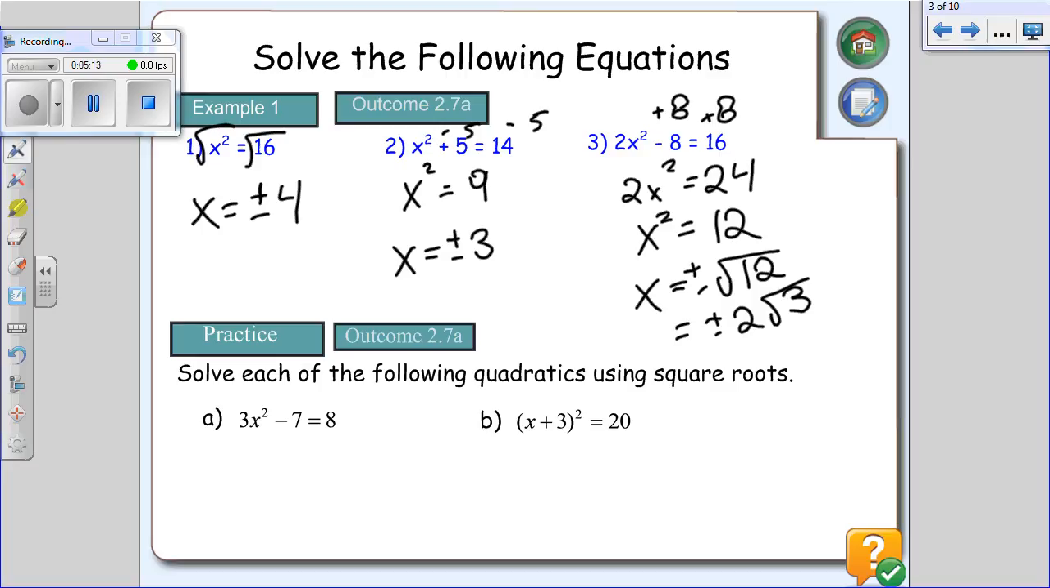Yeah. If you look down at the next two, move the 7 over. So you have 3x squared equals 15. Divide by 3. Sorry, I just know where we're headed.